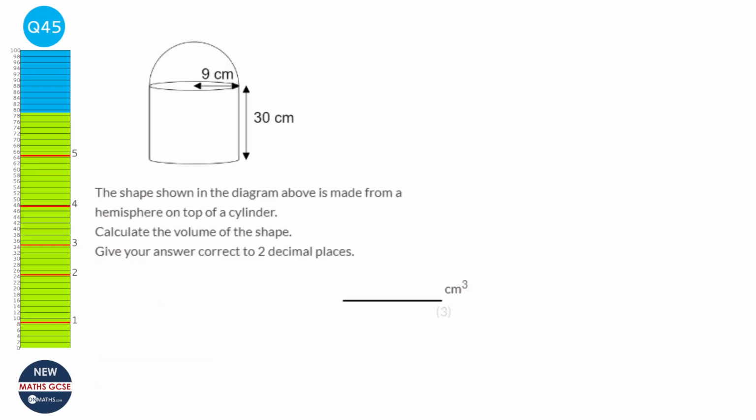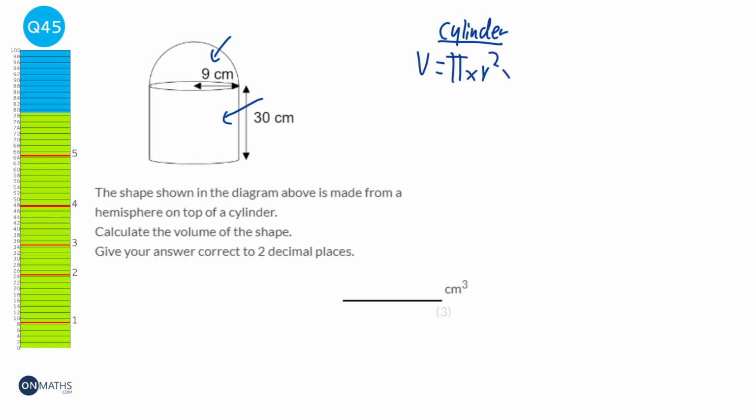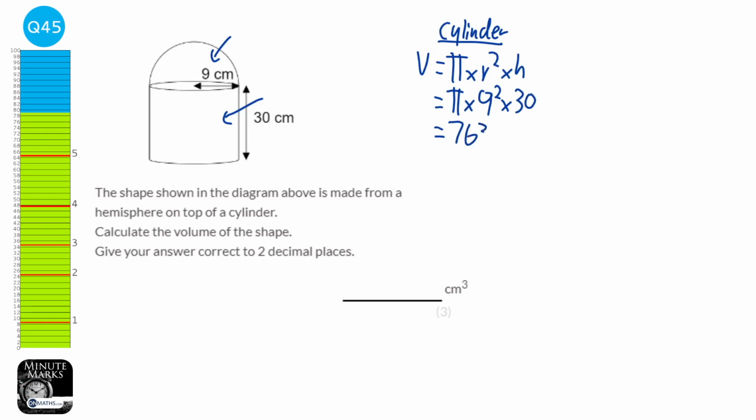There are two shapes we need to find the volume of. There's this cylinder here and this hemisphere here. So we might as well start with this cylinder. The formula for the volume is pi times r squared times height. So the radius is 9, so 9 squared times the height, which is 30. And when we work that out, we get 7,634.070, blah, blah, blah.